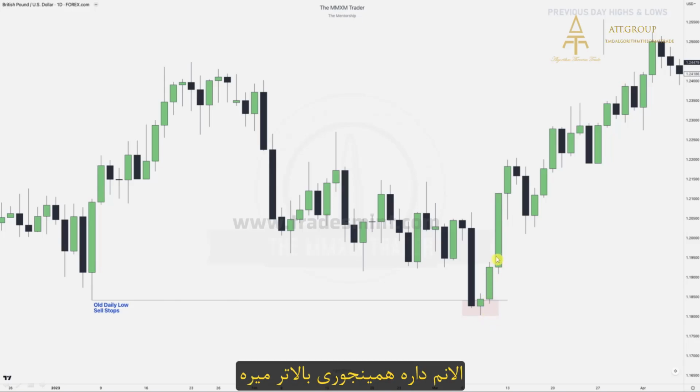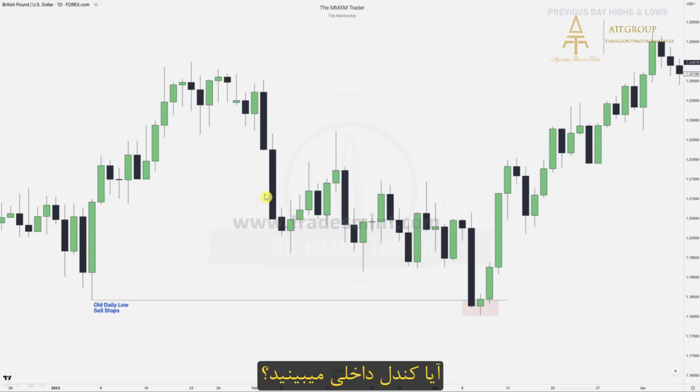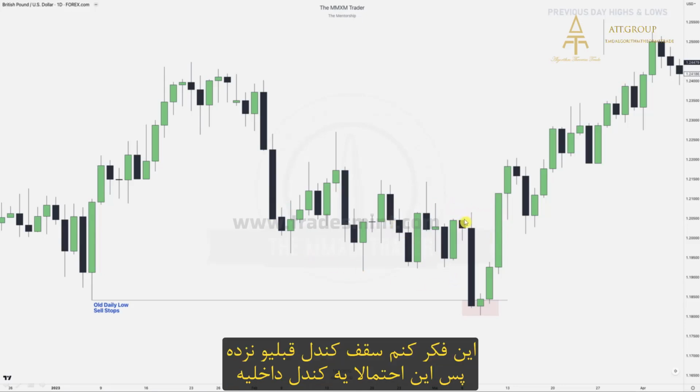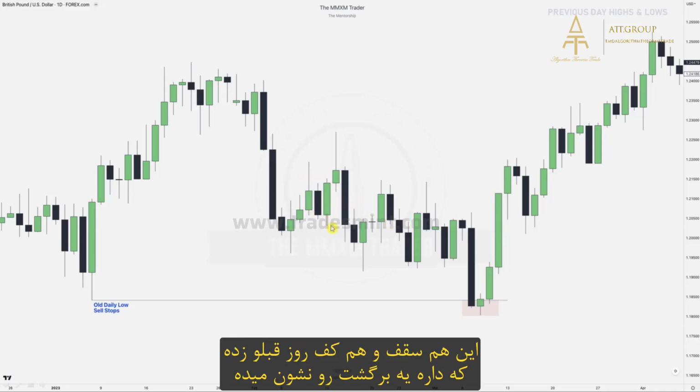Now expanding higher and higher and higher. Let's look at all the candles in this chart. Do you see a candle which is an inside bar? I can show you one if I have to look for it. I think this one did not take out the high of the previous day, so this is what we call an inside bar. But look at all the other candles. Almost every candle takes out a previous daily high or a previous daily low.